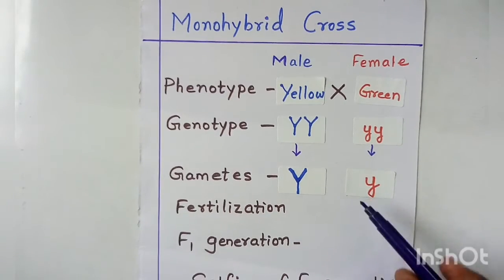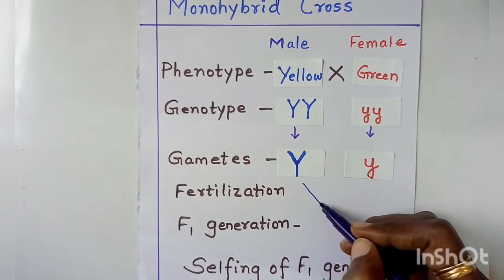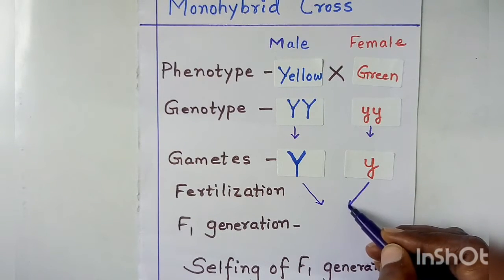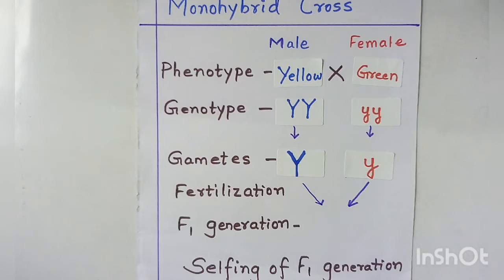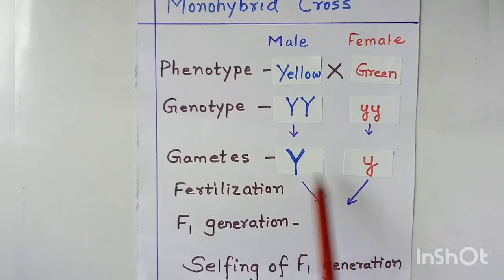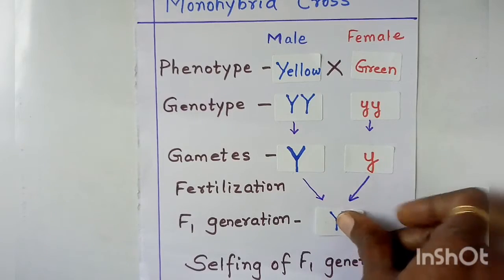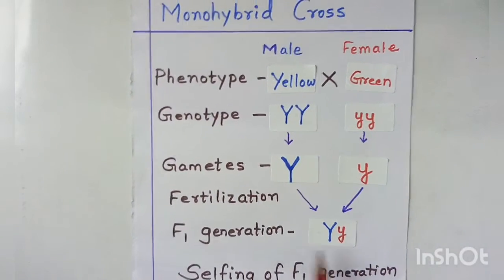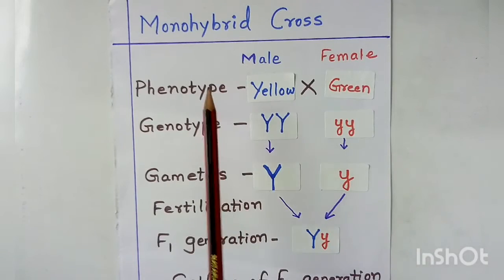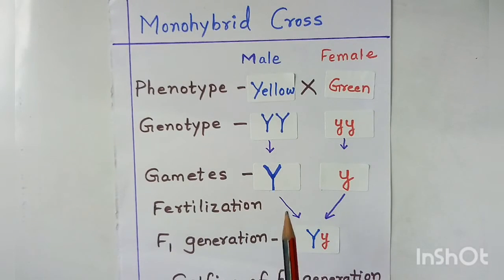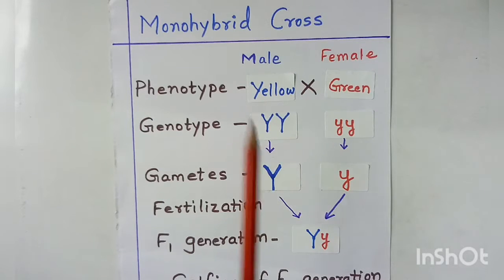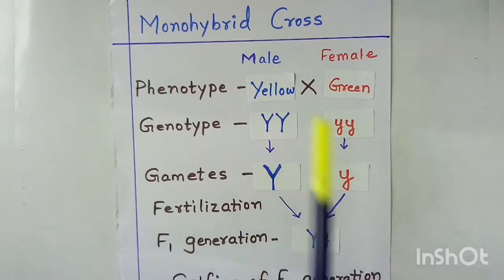Now once we get the gametes, the next step will be the process of fertilization, where fusion of male gamete and female gamete takes place, and then we'll get the next generation, which is called F1 generation. So this is the first half of the schematic or diagrammatic representation of monohybrid cross. These were the parents. From the parents we got F1 generation.